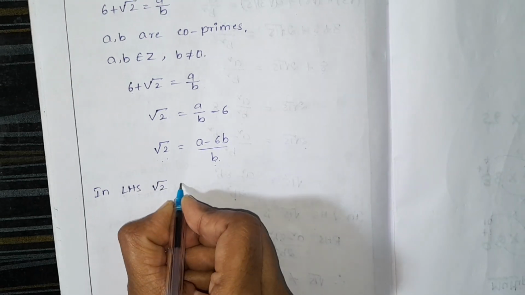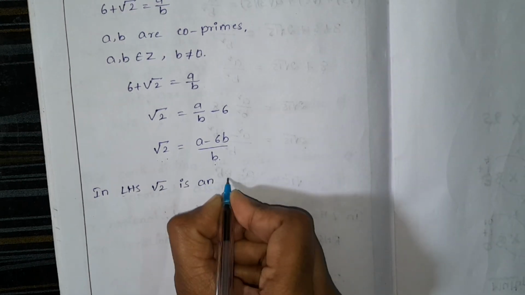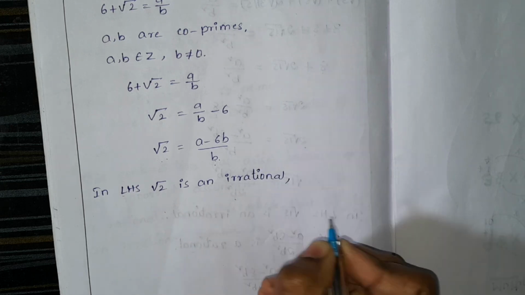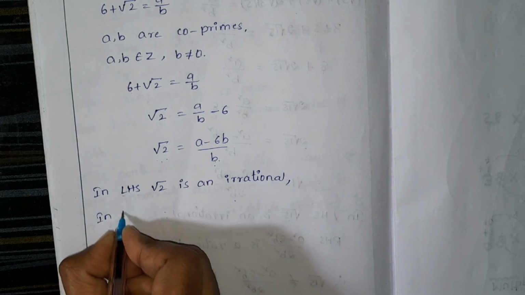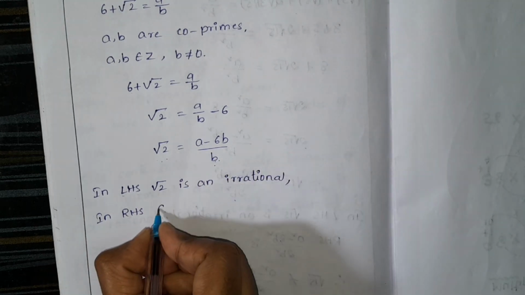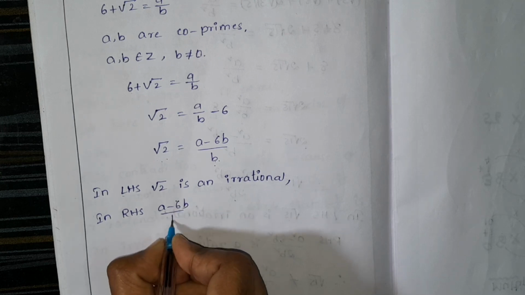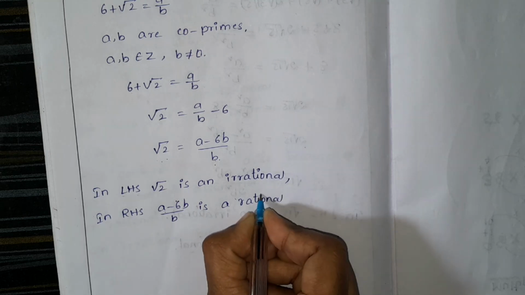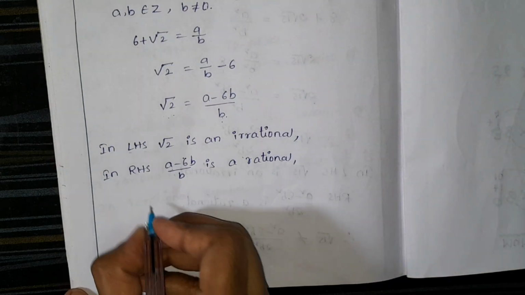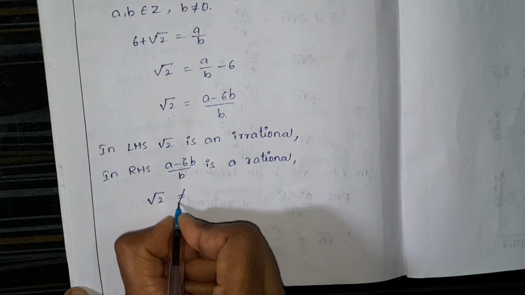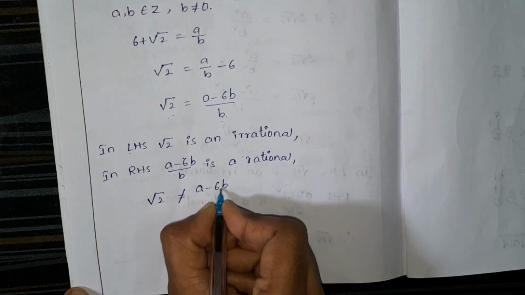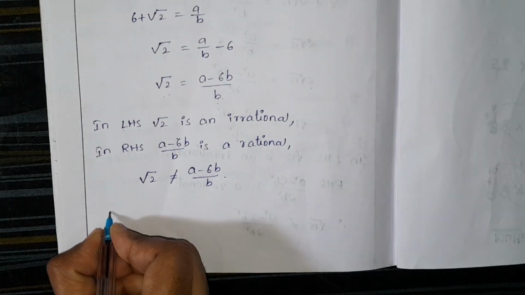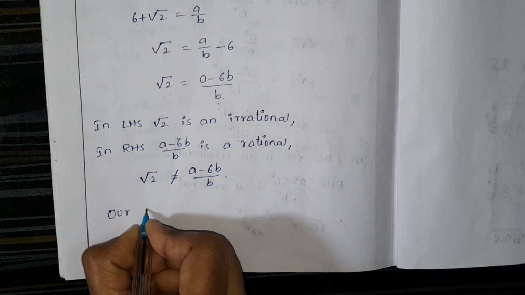In the LHS, root 2 is an irrational number. In the RHS, (a minus 6b) by b is in the form of p by q, which is a rational number. Here we get irrational number equal to rational number. It is completely unfair, right? So root 2 is not equal to (a minus 6b) by b, meaning an irrational number is not equal to a rational number. So our assumption is wrong.